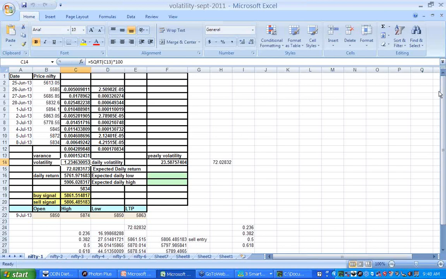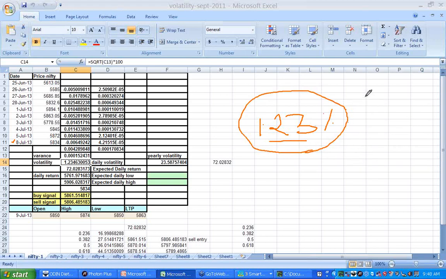This volatility says that till 8th July, whatever data I have taken, for 9th July Nifty will show me a 1.23% price move. But I do not know whether this 1.23% price move will happen in the upward direction or in the downward direction. That is not known to me. So for that I have to determine the trend.